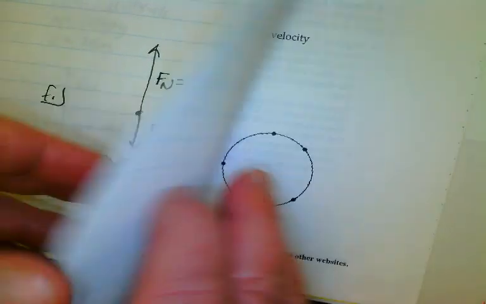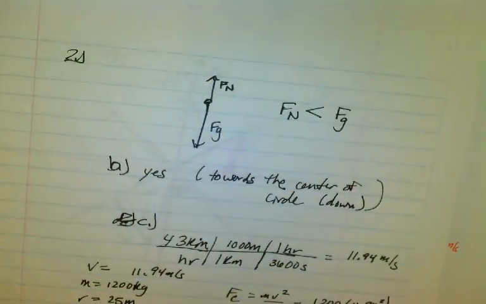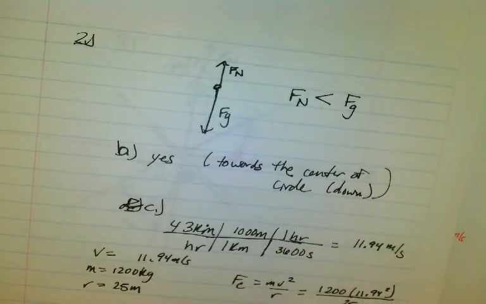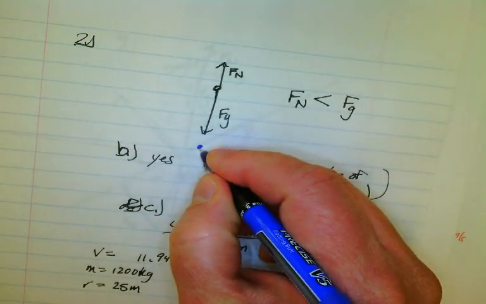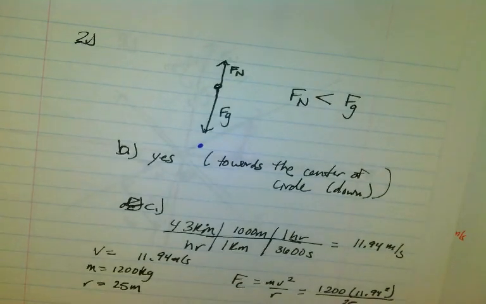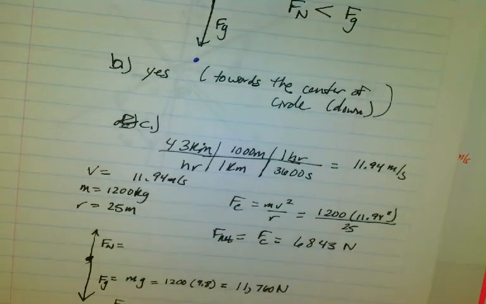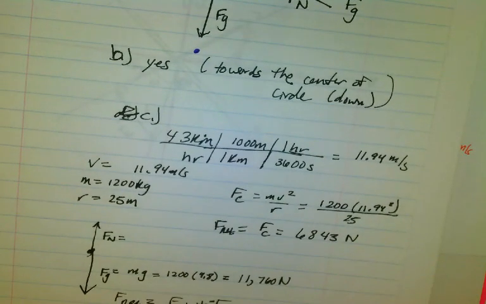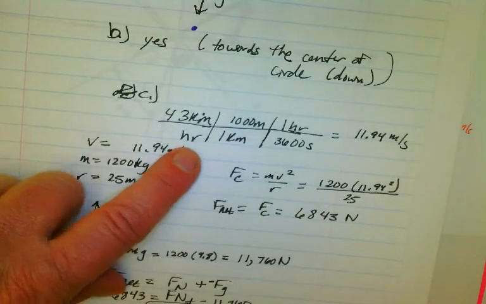So then we go on to situation number 2. We're at the top of the hill. Here's our force diagram at the top of the hill. Our center of the circle is way down here. And then we have to do a little bit of conversions here.